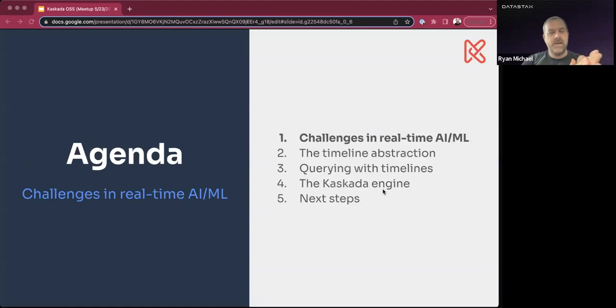What I want to talk with you about today is how we can learn from the past. Basically, how we can use this tool Cascada that we've worked on to build real-time machine learning models that let you learn from what's happened in the past to build models that help you understand what's going to happen in the future.